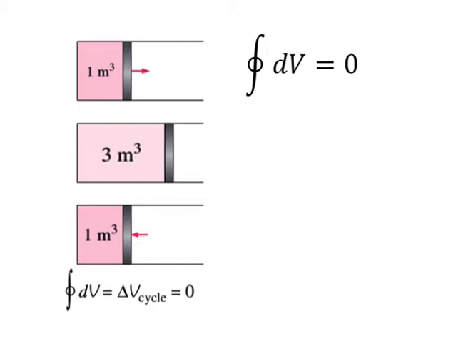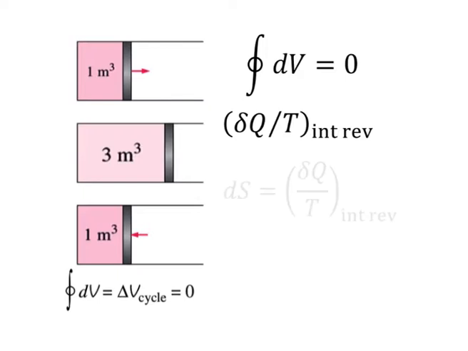Conversely, a quantity whose cyclic integral is 0 depends on the state only and not the process path, and thus it is a property. Therefore, the quantity delta Q upon T internally reversible must represent a property in the differential form. Clausius realized in 1865 that he had discovered a new thermodynamic property, and he chose to name this property entropy. It is designated S and is defined as dS = delta Q upon T internally reversible.